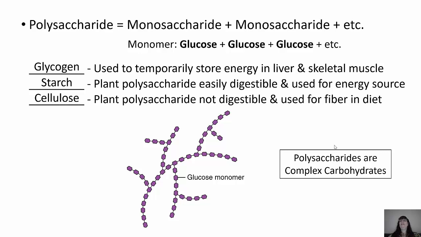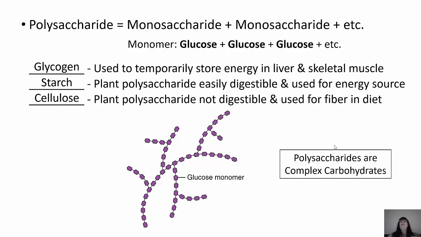Then polysaccharides are a bunch of monosaccharides linked together. Glycogen, starch, and cellulose are all polysaccharides of glucose. Glucose is just linked together in different ways to form these different polysaccharides. So it goes to show you that even though they're all made up of glucose, if you link the glucose together in different structures, you have different compounds.